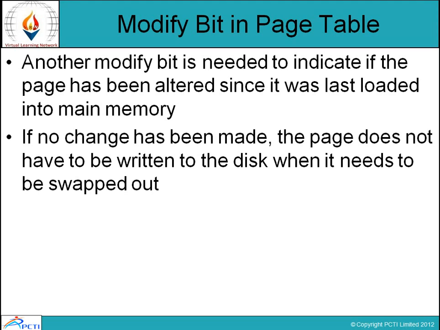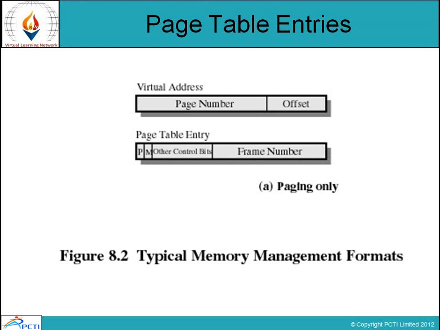Now what is the modification bit in the page table? Another bit, the modification bit, is needed to indicate if the page has been altered since it was last loaded into main memory. If no changes have been made, the page does not have to be written to the disk when it needs to be swapped out.